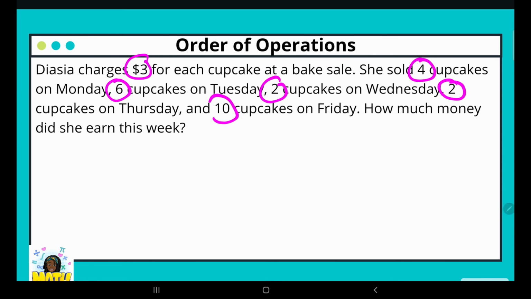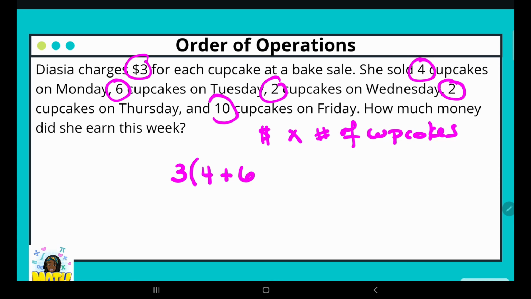Okay, so here let's talk about the number of cupcakes. So we know that our expression is going to be cost times number of cupcakes. Okay, now let's see, what is our cost? Her cost is $3. And we're going to multiply that by the total number of cupcakes. So she sold 4 one day, 6 another, 2 another, 2 another, and then 10. So let's just make sure that we accounted. So 4 for Monday, 6 for Tuesday, 2 for Wednesday, 2 for Thursday, and 10 for Friday.